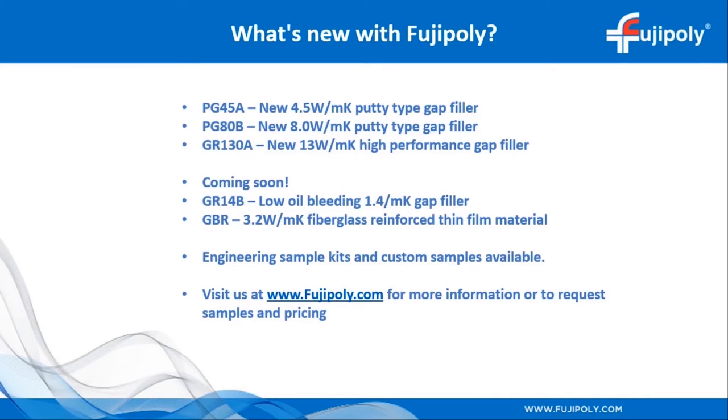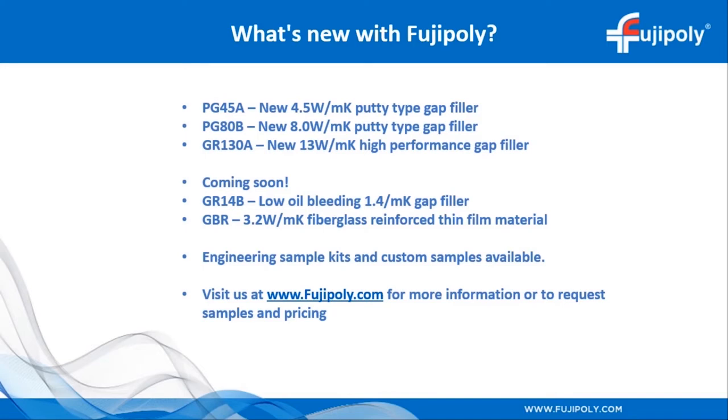And quickly, just to touch up on some of the newer things with Fujipoly, we've got a couple new materials that have recently been introduced. We've got our PG45A and our PG80B, which are two new putties. And again, by putties, we mean they're thermal gap fillers that still come in sheet form, right? It's not a dispensable putty. It still comes in sheet form, but they are extra compressible.